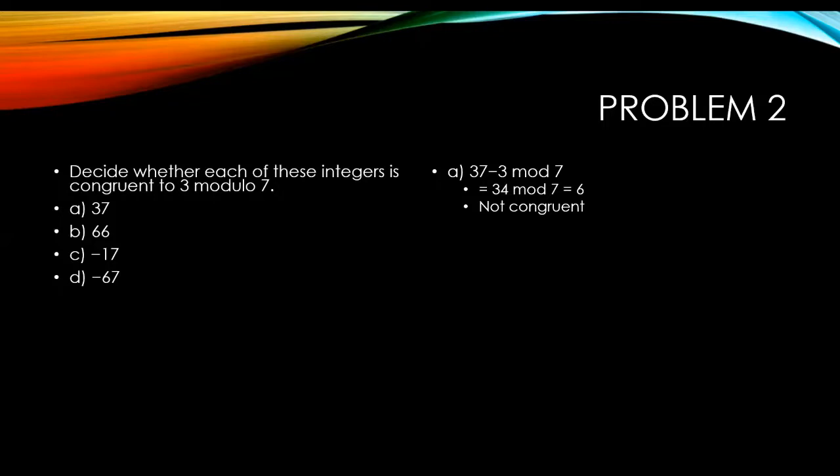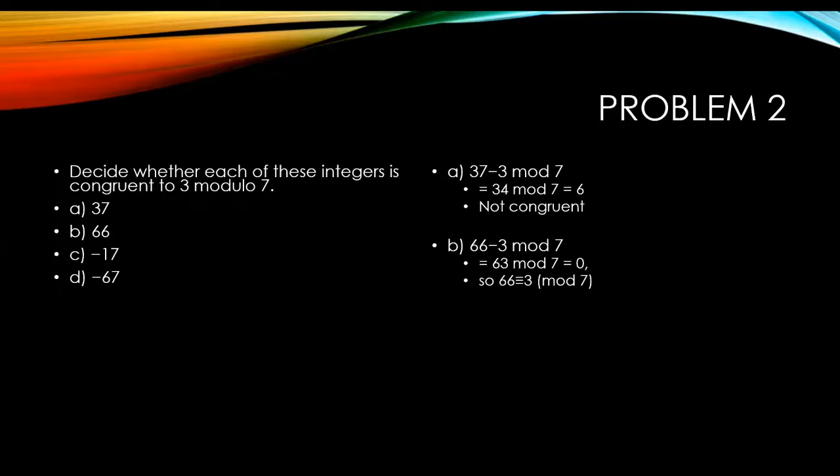Okay, so B. So 66 minus 3 mod 7. The result is 63 mod 7, and the result is 0. So we don't have any remainder. Therefore, 66 is congruent to 3 modulus 7.